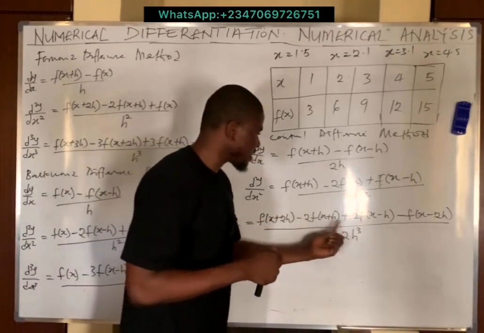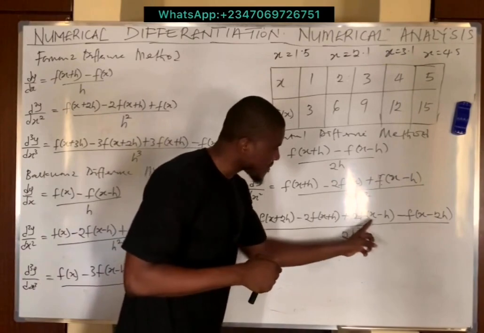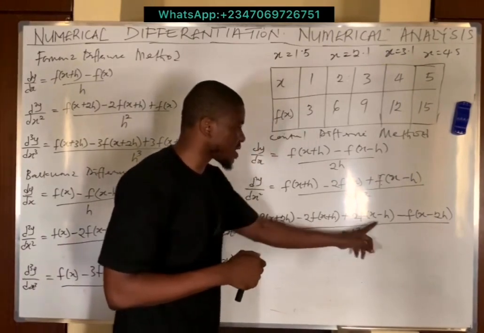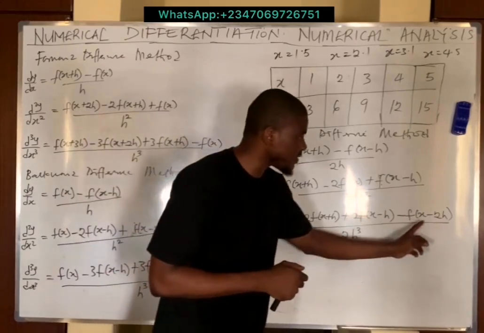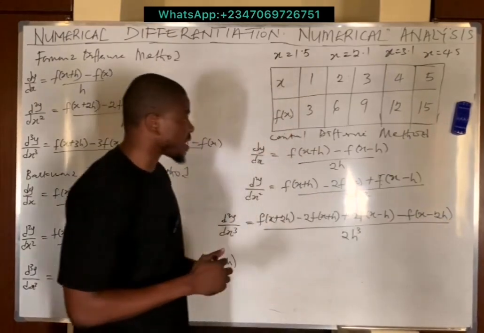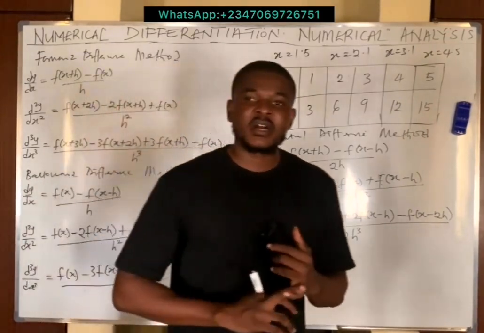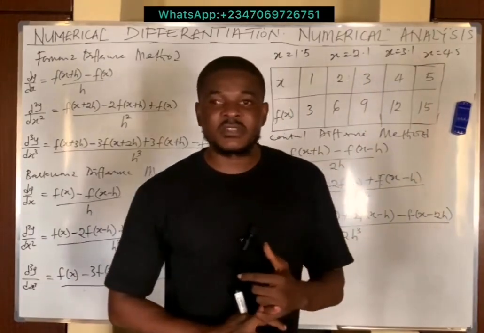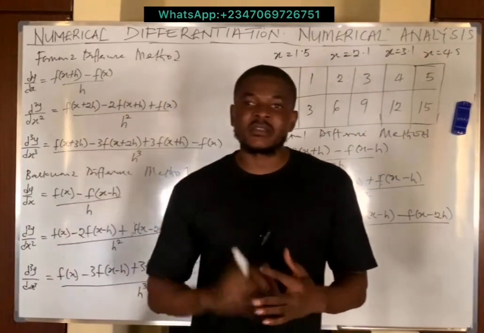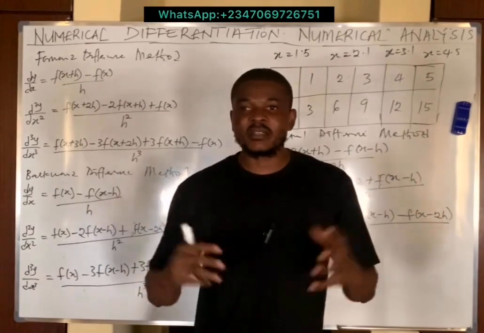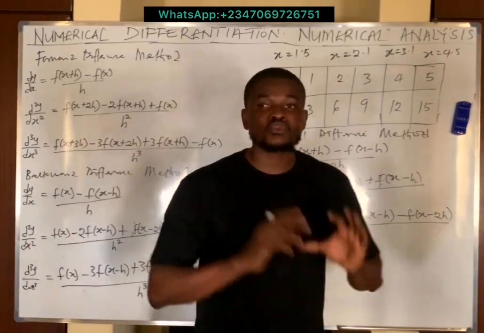Now you start reducing, f of x minus h instead of plus h. This is now at the back of the table, and then f of x minus 2h also at the back of the table. So these are the formulas you use to approximate the forward difference table, the backward difference table, and the central difference table. And we're going to be using these formulas now to solve an example.